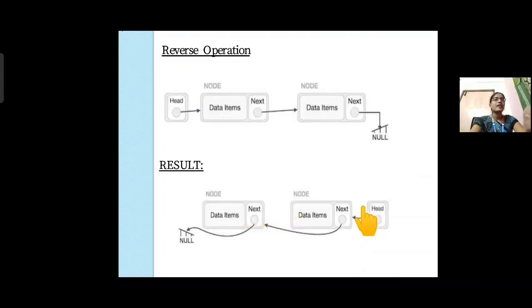Next, the reverse operation. Reverse means to reverse the linked list. If you look at this diagram, this is the linked list, and this linked list is reversed. The result is here. If you look at the second diagram, head is the end point, the nodes are reversed, and null is the starting point. So this is the reverse operation. These are the operations of a single linked list.